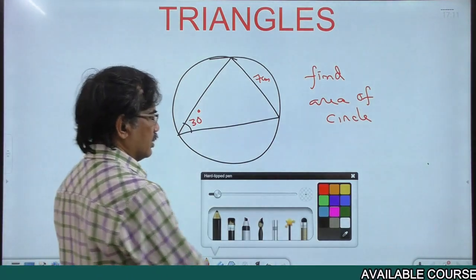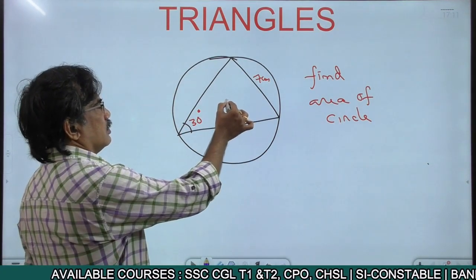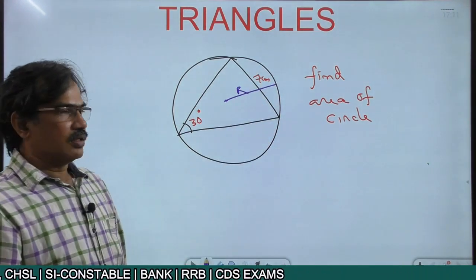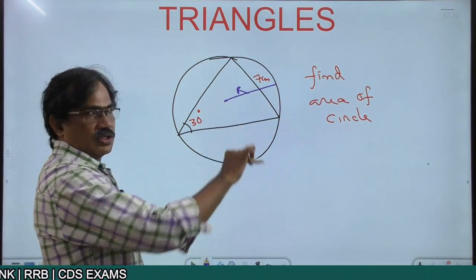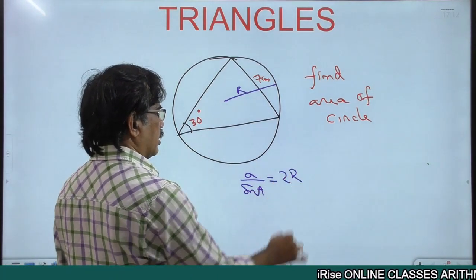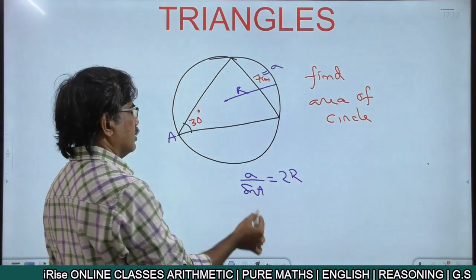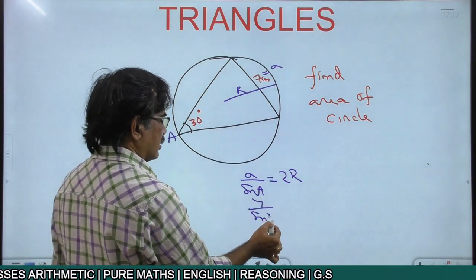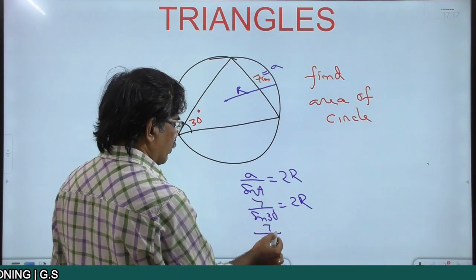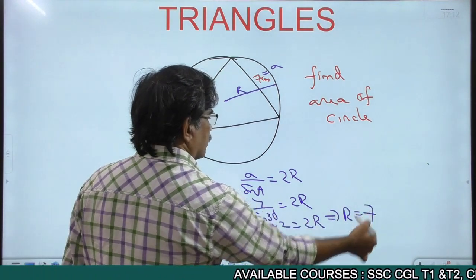How to find the area of a circle? To find the area of the circle, we have to find the radius here, the circumradius, capital R. So to find that, I want to use the sine rule. A by sin A is equal to 2 capital R. If you consider this as capital A, the opposite side is small a. So 7 by sin 30 is equal to 2 capital R. Sin 30 is 1 by 2. 7 by 1 by 2 is equal to 2 capital R. This implies R is equal to 7.